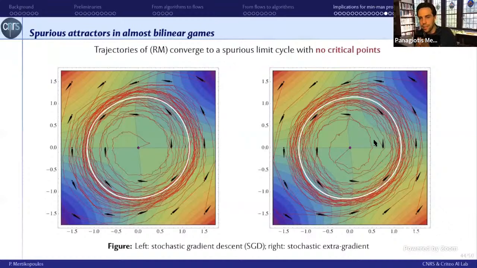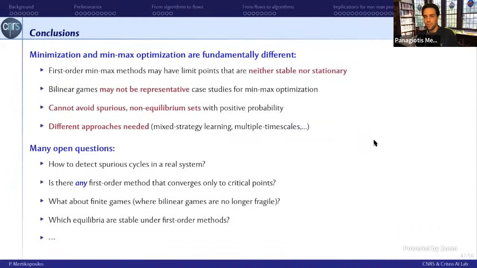And because you can determine the internally chained transitive sets of the underlying mean dynamics, this shows you that whenever you have such an attractor, you will never be able to escape it with any algorithm that falls in this generalized Robbins-Monro template.